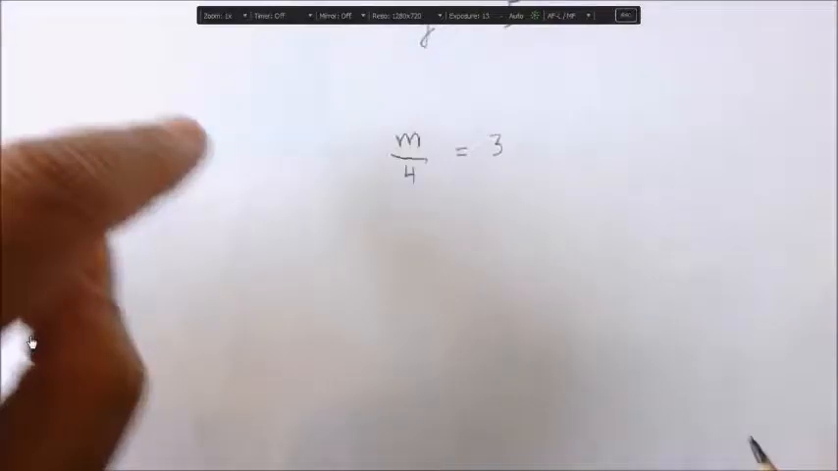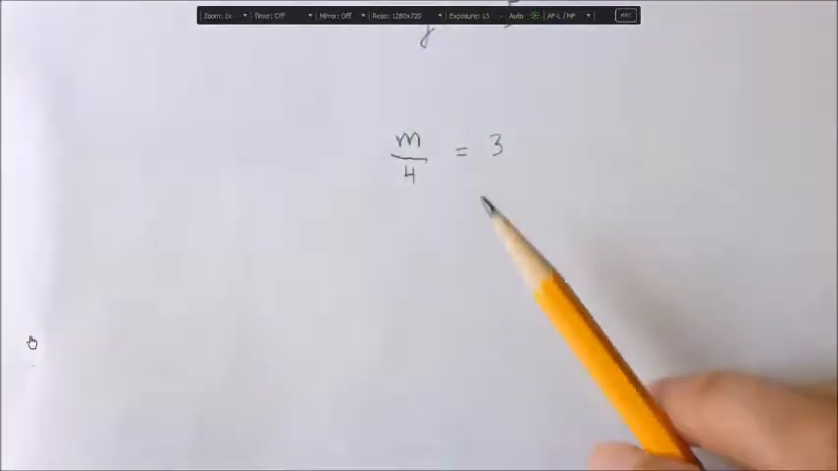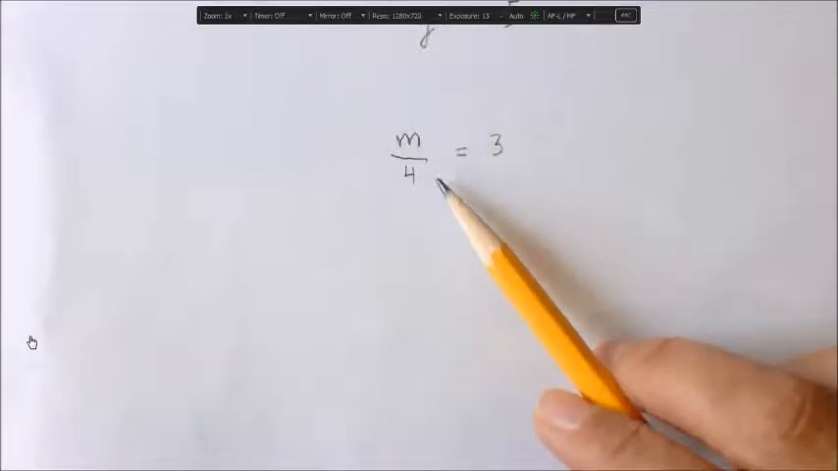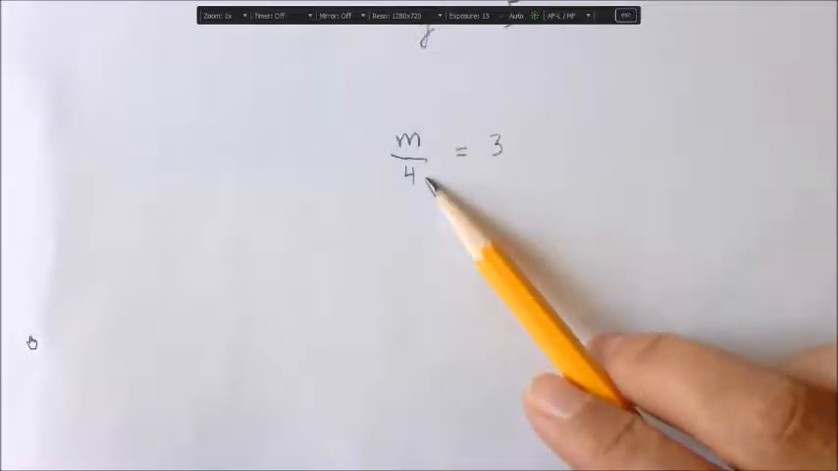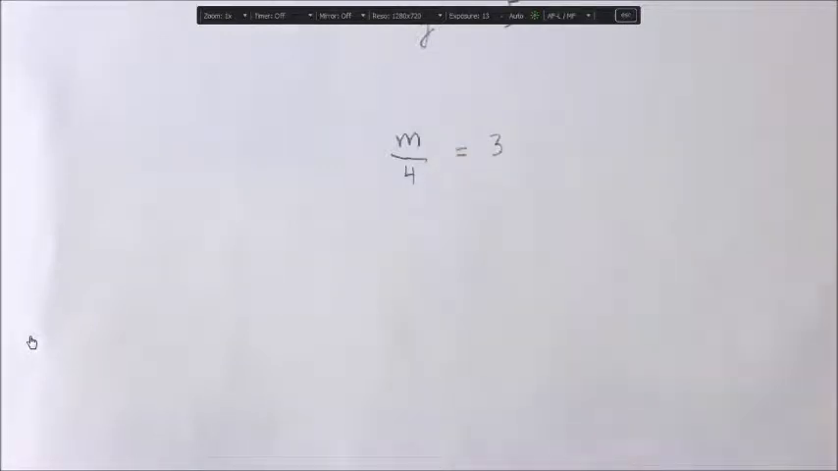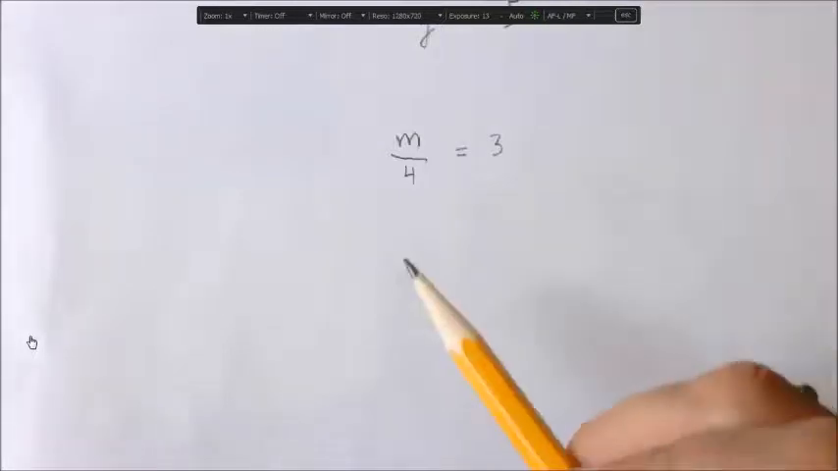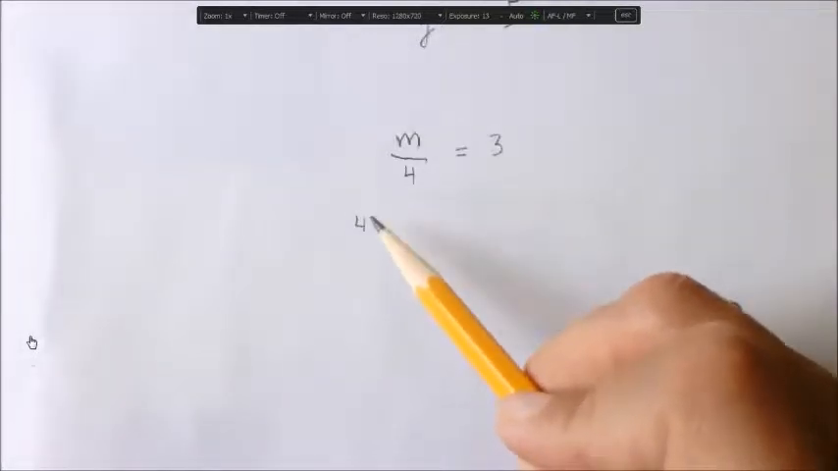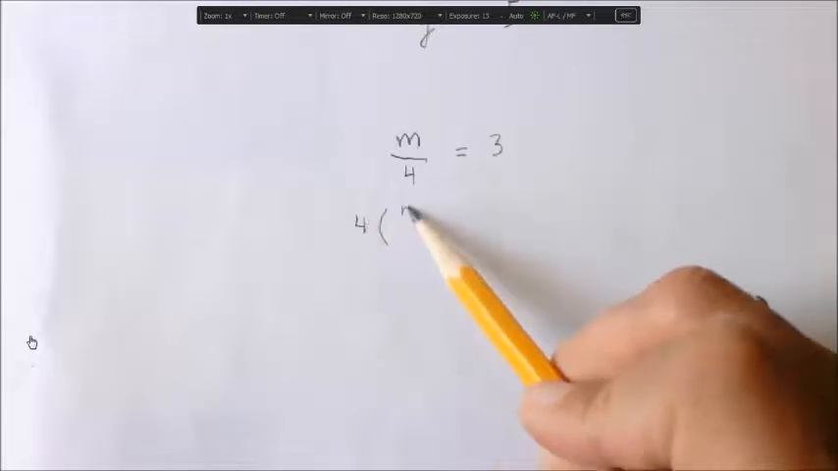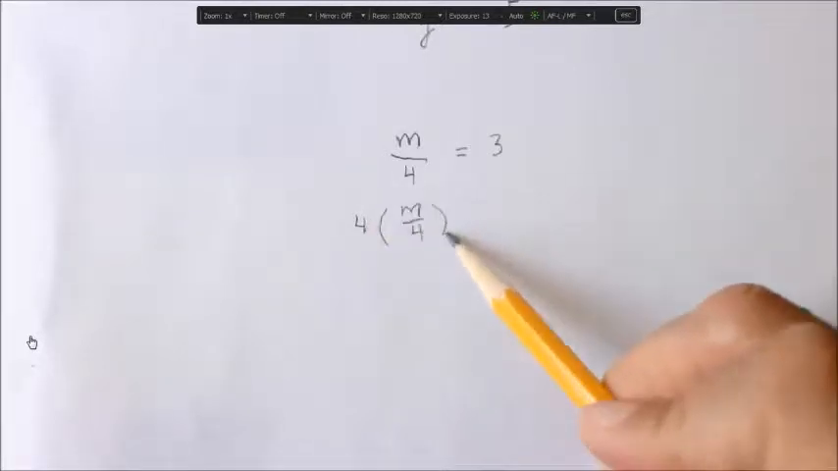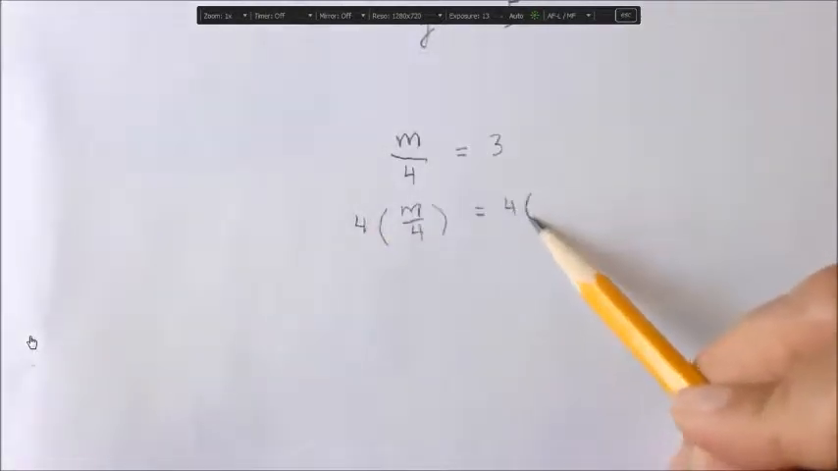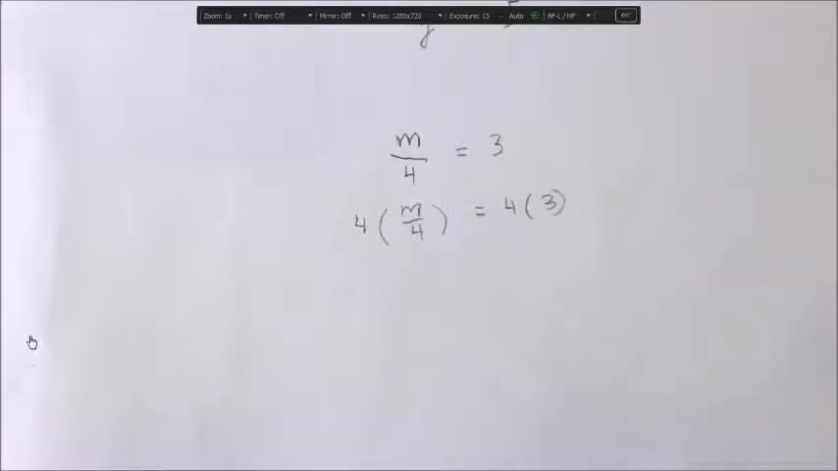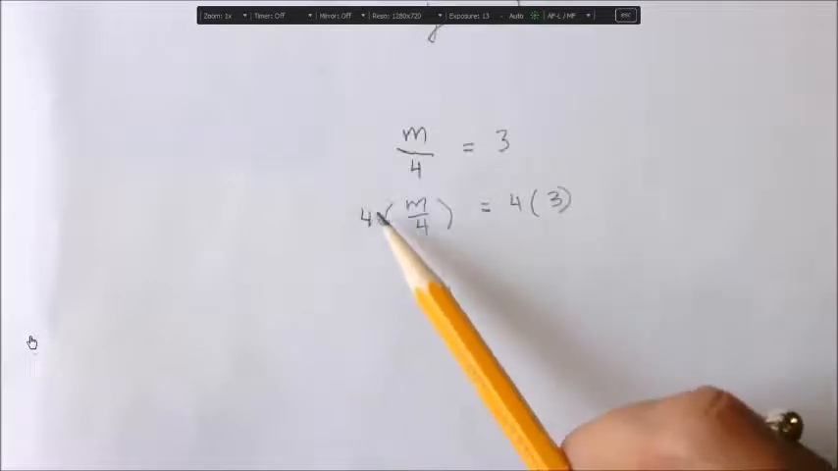Why is it 12? Let's show it with algebra. What's the opposite of dividing by 4? Taking a number and dividing it by 4. What's the opposite of division? That would be multiplication. So the opposite of dividing a number by 4 is multiplying it by 4. So I will multiply both sides by 4, like this. Remember, whatever you do to one side, you must do to the other.